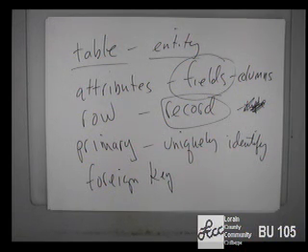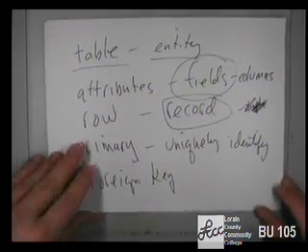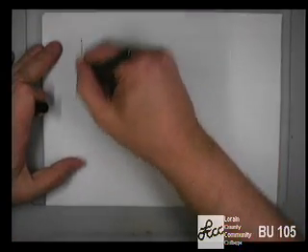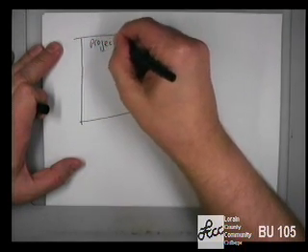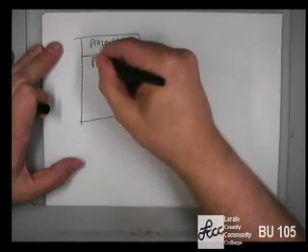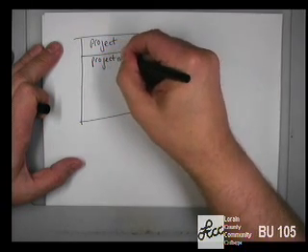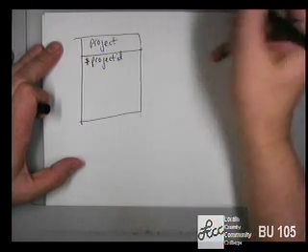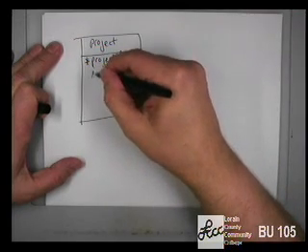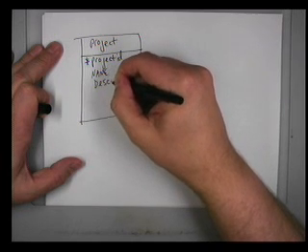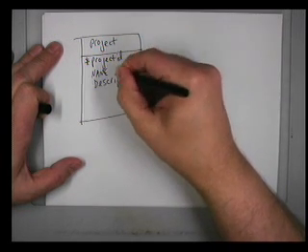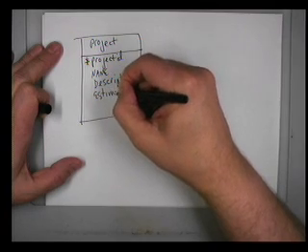So, for example, let's go back to the one that I've sort of been half using as an example, and let's make it a little more formal. Let's say I have a project table, and maybe I have a project ID, and maybe a name of the project and a description of the project and my estimate of how many hours it will take.